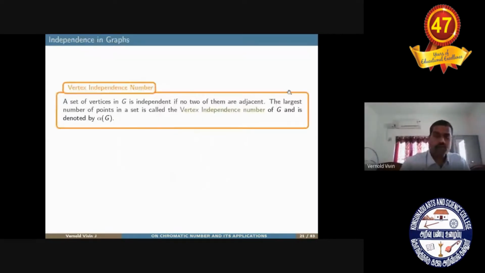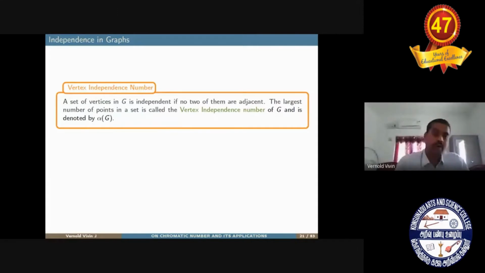Next, I go for the vertex independence number. The vertex independence number is also a concept. A set of vertices in G is independent if no two of them are adjacent. The largest number of points in such a set is called the vertex independence number of G, and it is denoted by alpha of G. So the clique number and the vertex independence number are the concepts which I am going to use in the forthcoming examples.